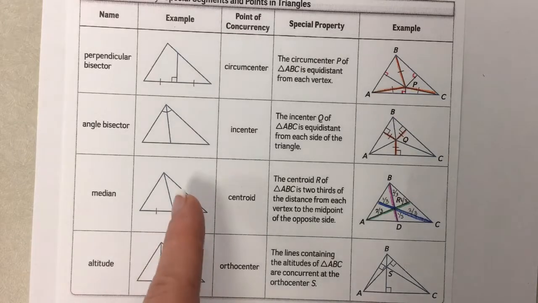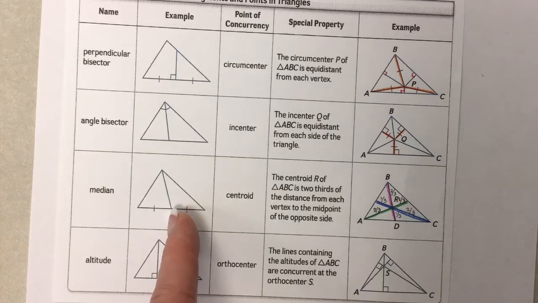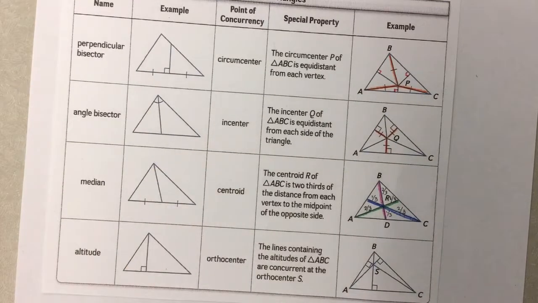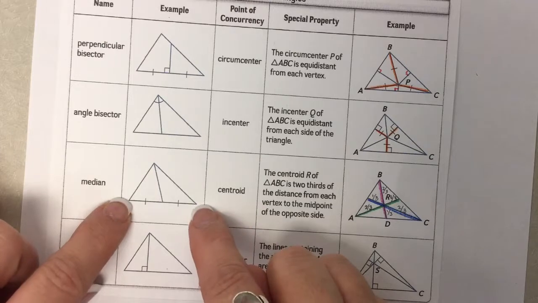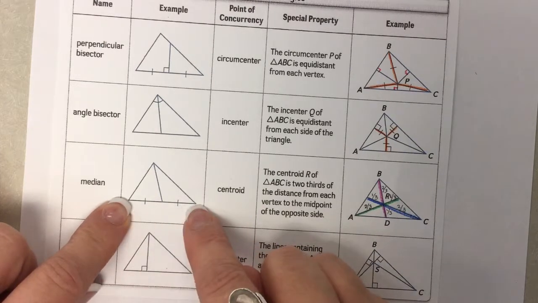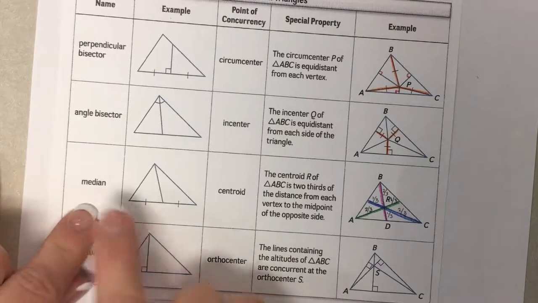Here's the answer. A median is when you take the midpoint of the side of a triangle and connect it to the opposite vertex. When I say opposite vertex, it basically means the vertex that wasn't involved in that side. So here's a side of a triangle, and there are two vertices that are involved in this side. The opposite vertex is the one that's not part of that side. So we're going to do three medians.